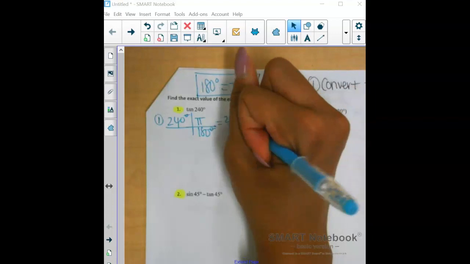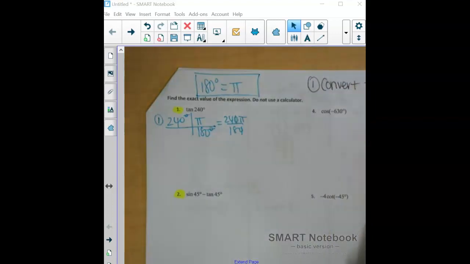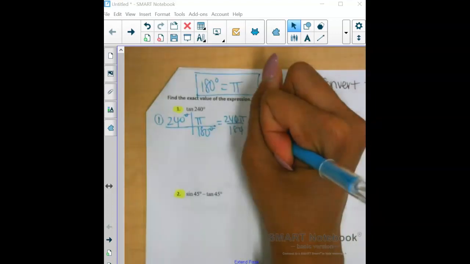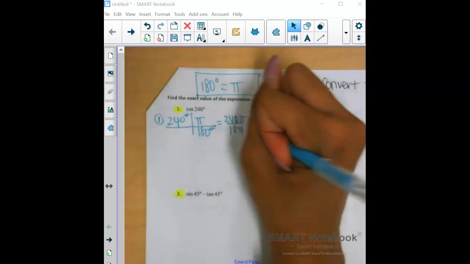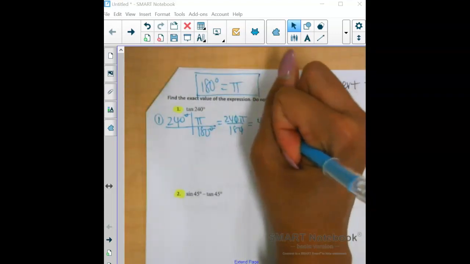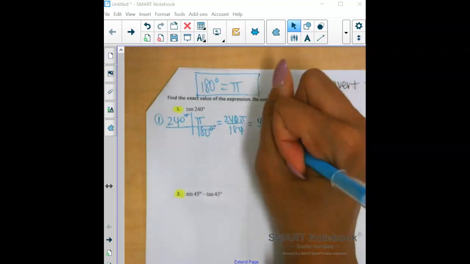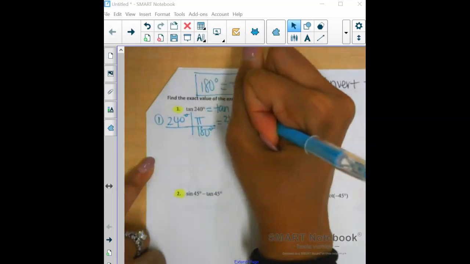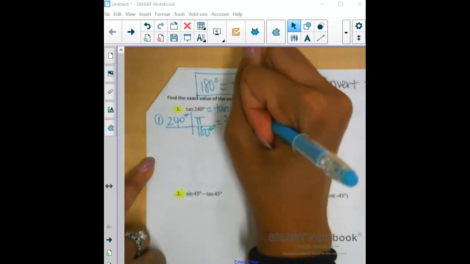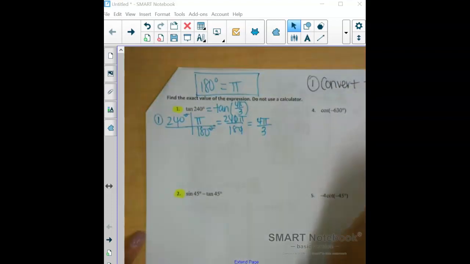Okay, I know for sure the zeros can cancel because I can divide them both by 10. Then I'll have 24 pi over 18. 24 and 18, I know they're divisible by 2. Are they both divisible by 6? What's 24 divided by 6? 4. And then what's 18 divided by 6? 3. So this is the same thing as tangent of 4 pi over 3, which we've been doing pretty much for the past several days.